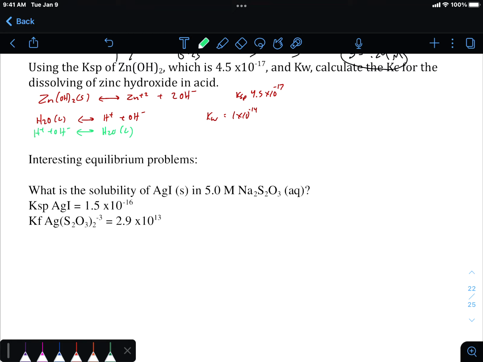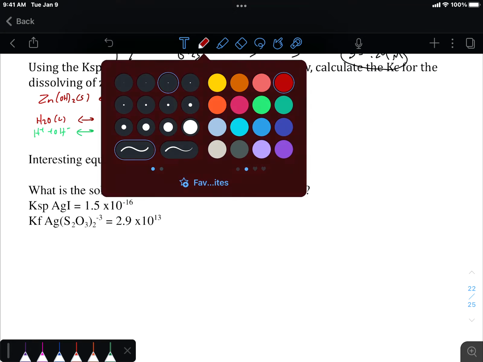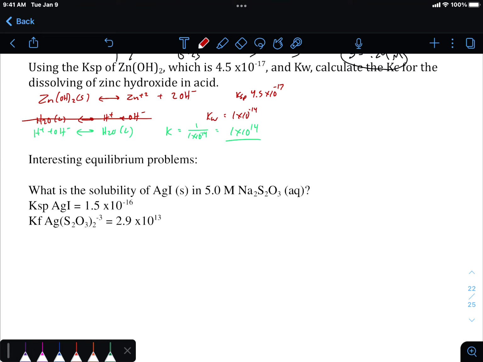All right, and remember that when you do so, the equilibrium constant will now, how is it changed? How do I find the equilibrium constant now for the reverse reaction? Inverse of it, right? So this K will be 1 over 1 times 10 to the negative 14, which, of course, is 1 times 10 to the 14. Okay, so that's our new K. So I'm going to cross this one out so it doesn't get confusing, so we don't accidentally use it.